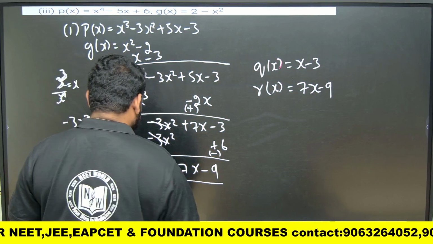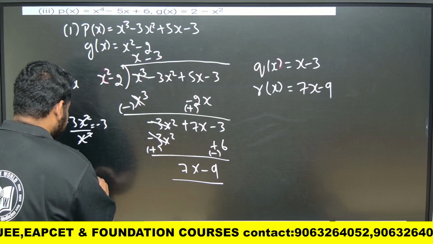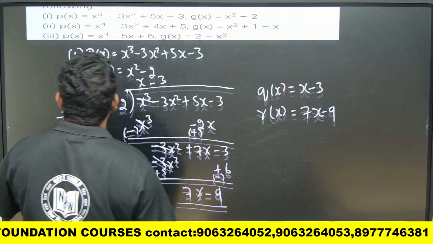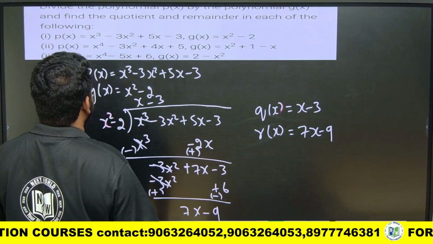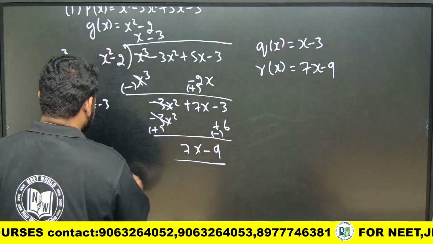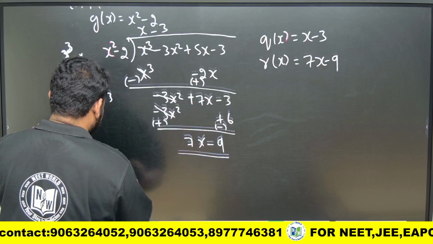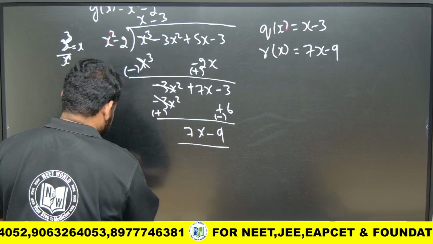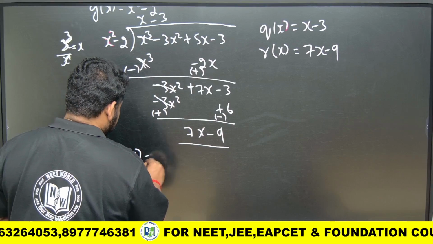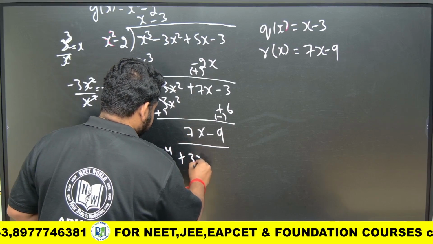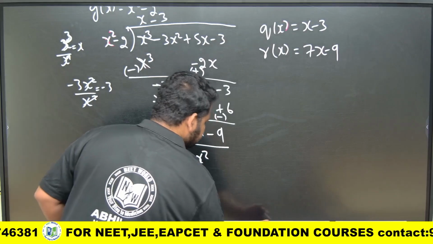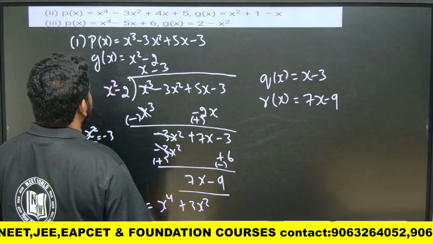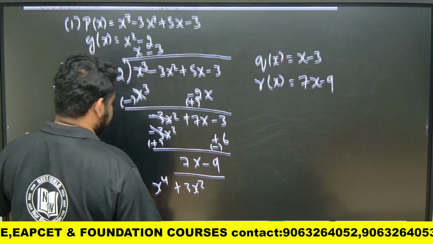Let us have a look at the second question. What is it that they have given? X to the power of 4 minus 3x square plus 4x. P of x is x to the power of 4, then minus 3x square plus 4x plus 5.